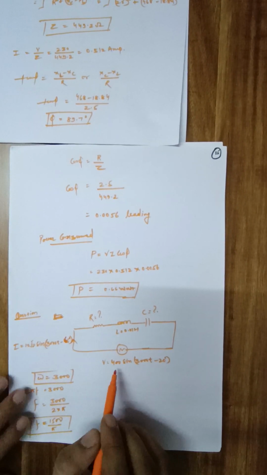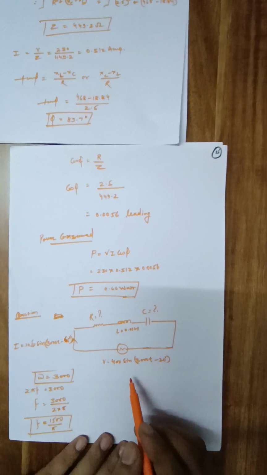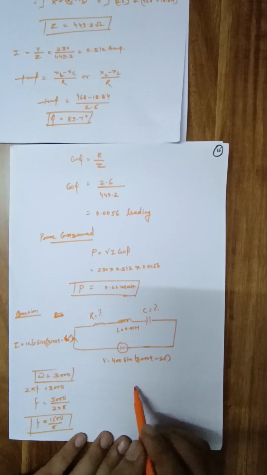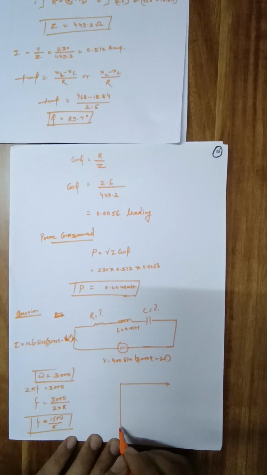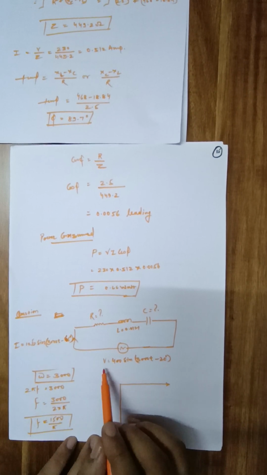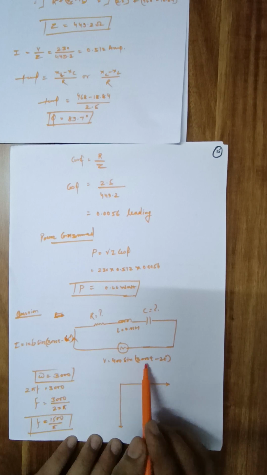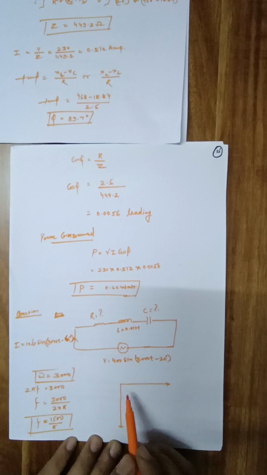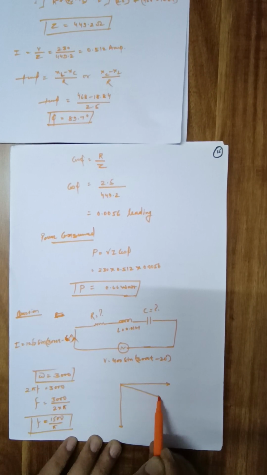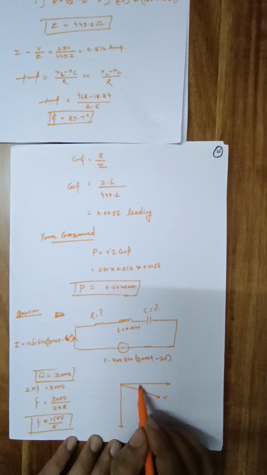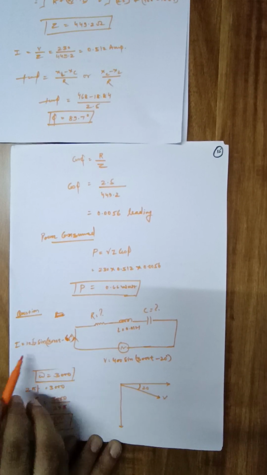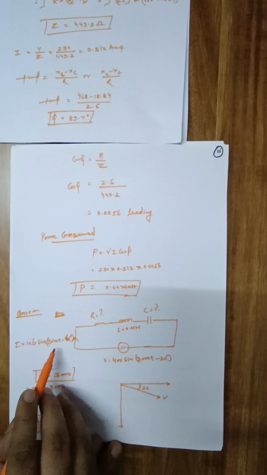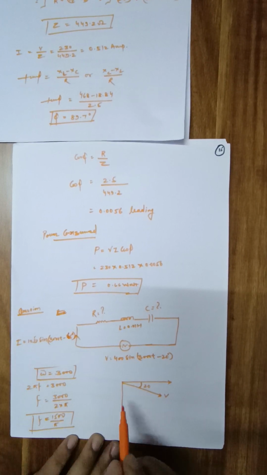Next, from these two values, let me draw the phasor of voltage. Suppose this is your reference phasor. Voltage is given as sine omega t minus 20 degree, so voltage is lagging by 20 degree. This will be your voltage, and the difference is 20 degree. Clear?